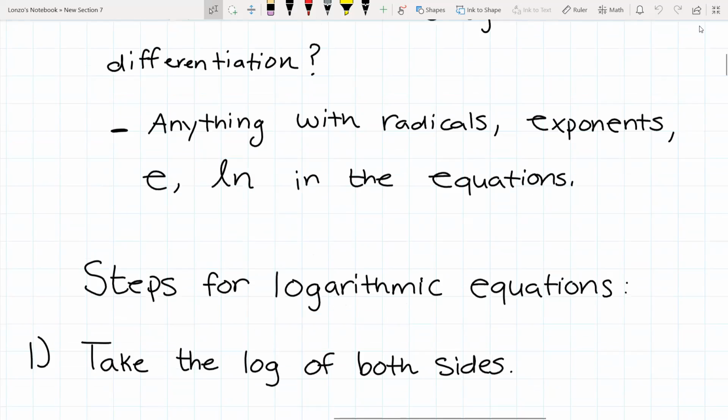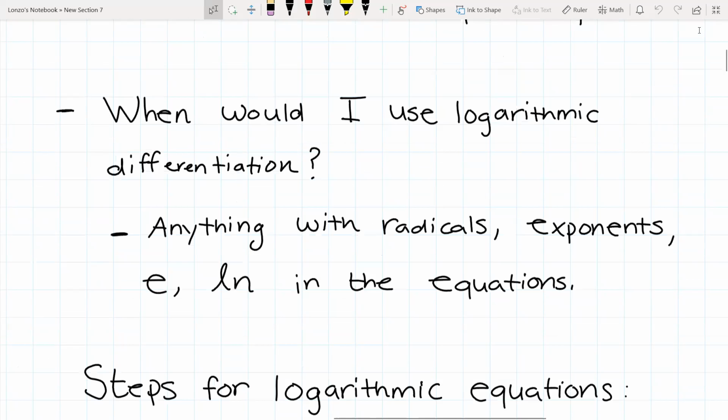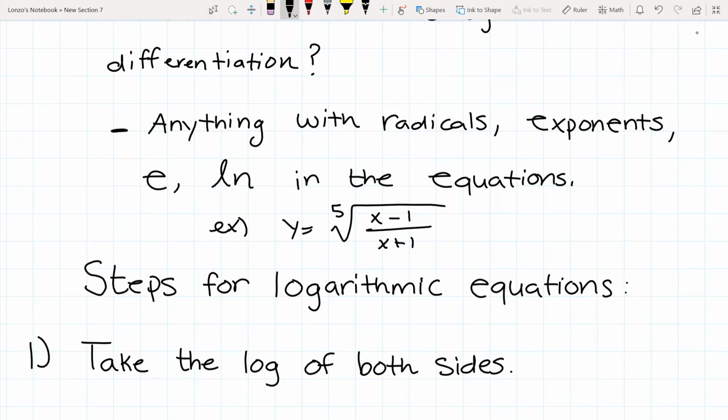So for example, let me write, an example would be like y equals radical 5x plus 1. So there is a radical, so that's a big clue that you would use logarithmic differentiation.